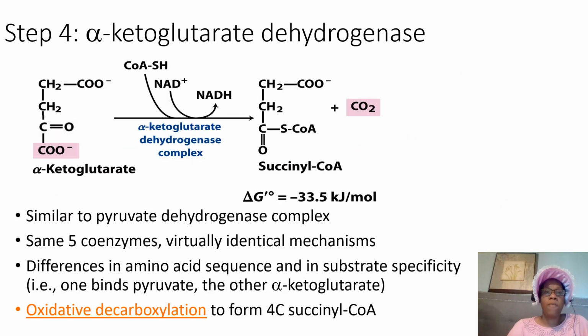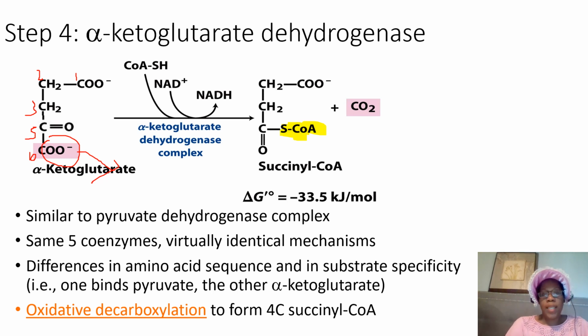So here we have step 4, utilizing the alpha ketoglutarate dehydrogenase. We started out with the 5-carbon alpha ketoglutarate: carbon 1, carbon 2, carbon 3, carbon 5, because we lost carbon 4, carbon 6. It's a dehydrogenase, so we know we're going to add in our cofactor NAD plus and get out NADH. And it's an oxidative decarboxylation, so we're going to lose again carbon 6 as CO2 and basically replace it with coenzyme A.